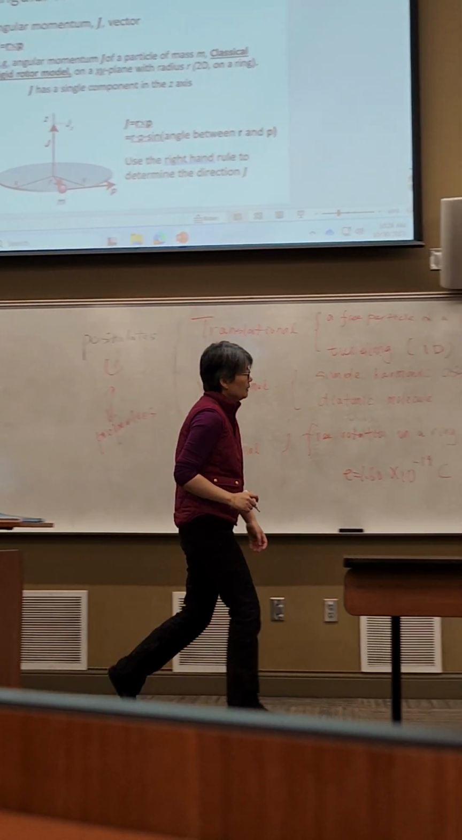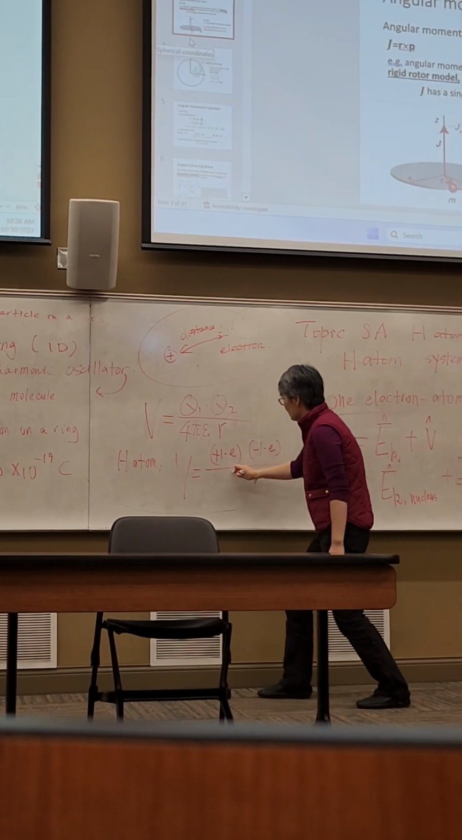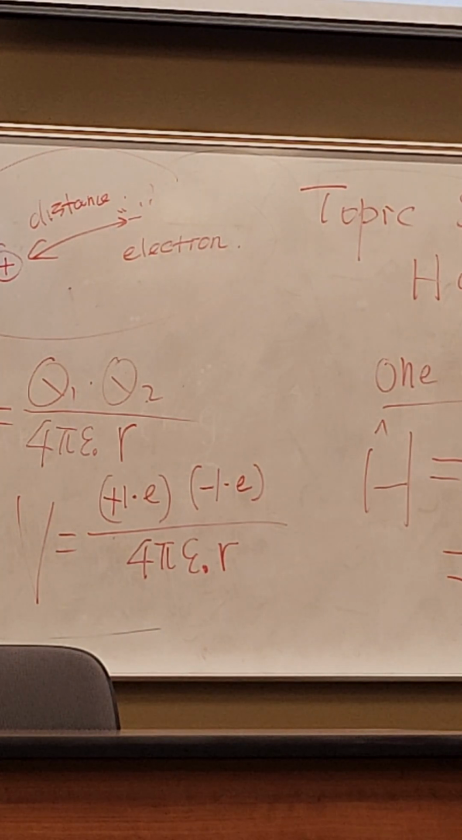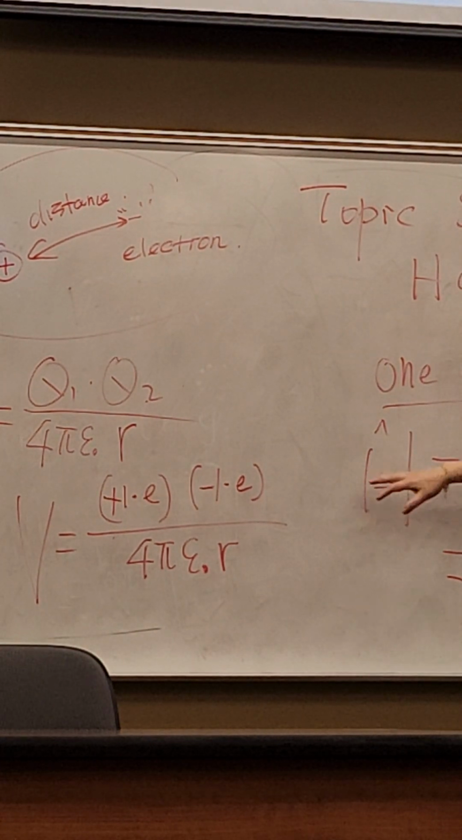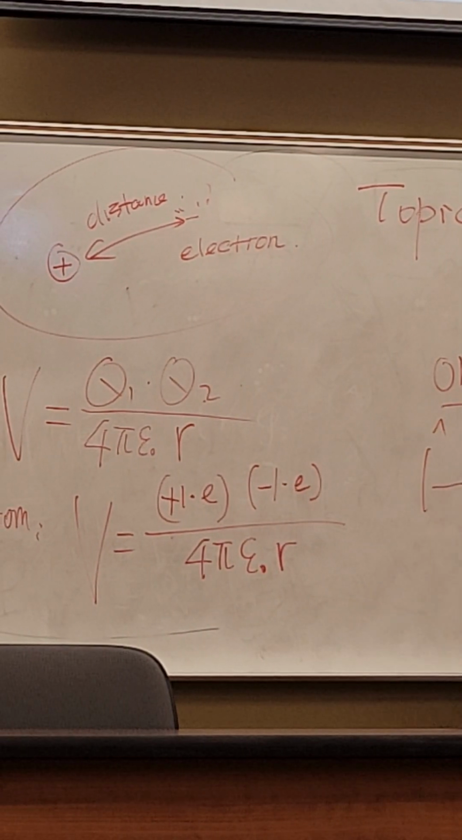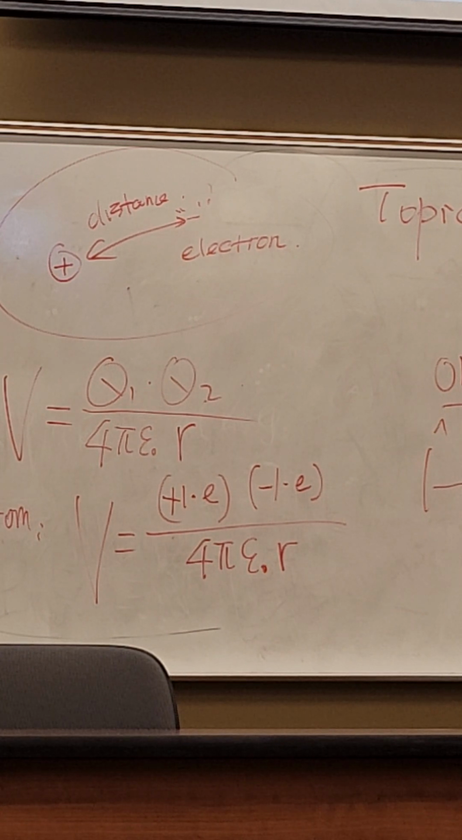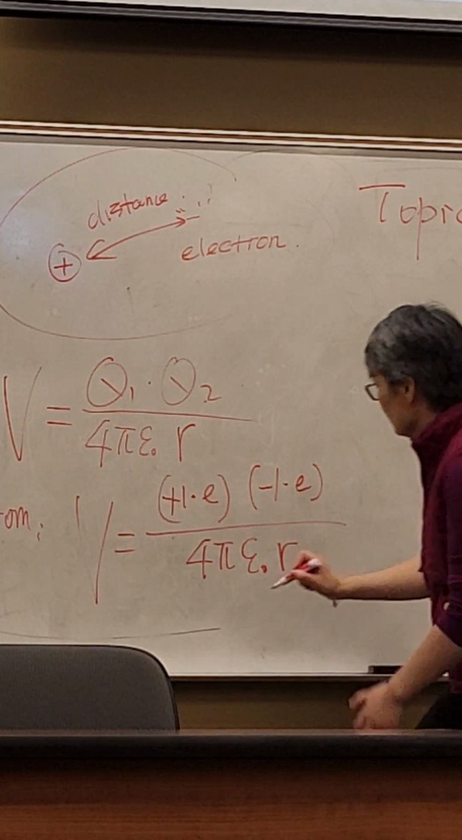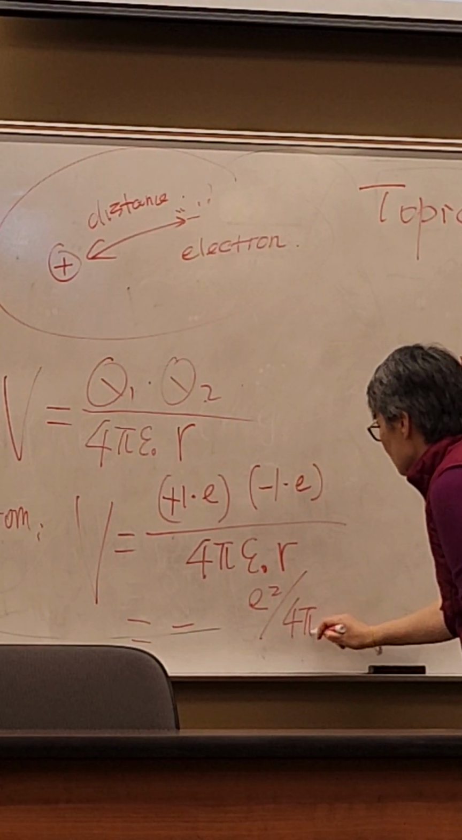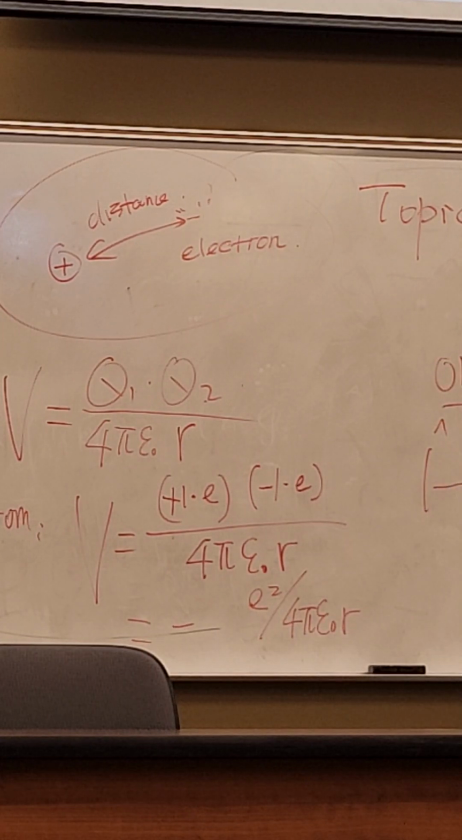Now we need to divide it by 4 pi epsilon 0 and R. We can combine the numerator here: positive e, negative e, times e. Then what you have is e squared over 4 pi epsilon 0 and R. Now, this has a negative sign.